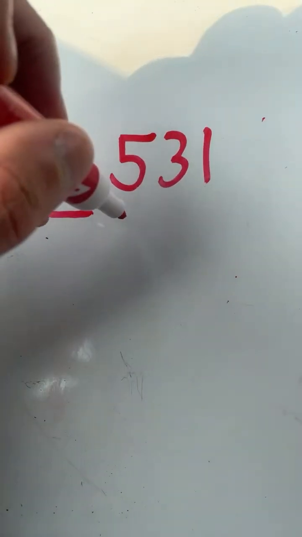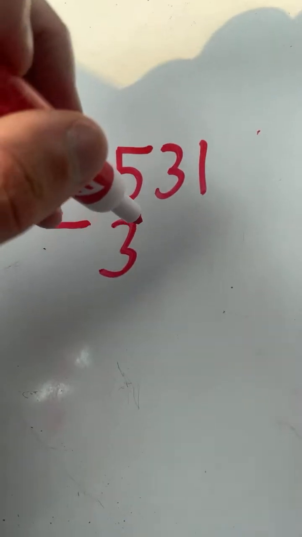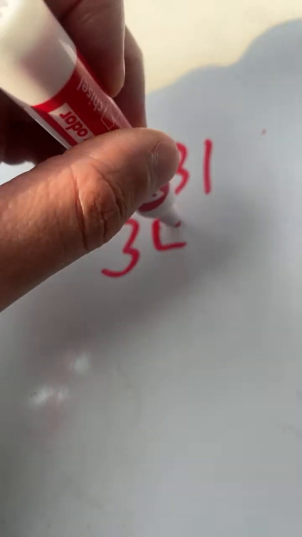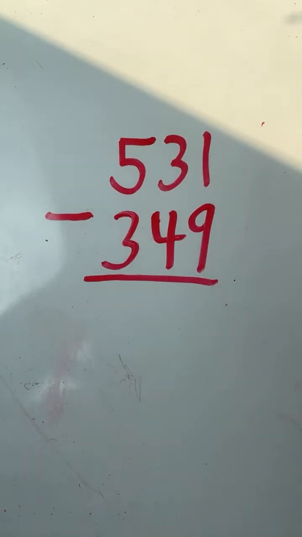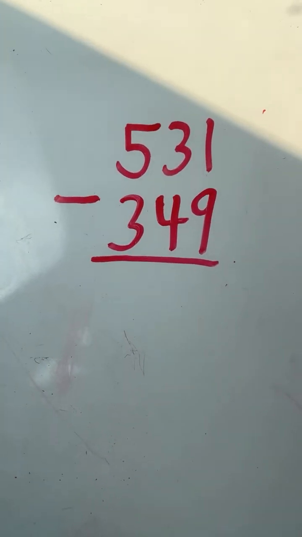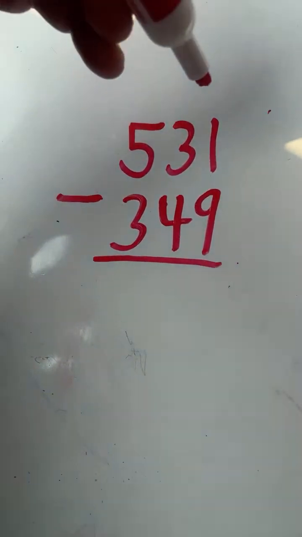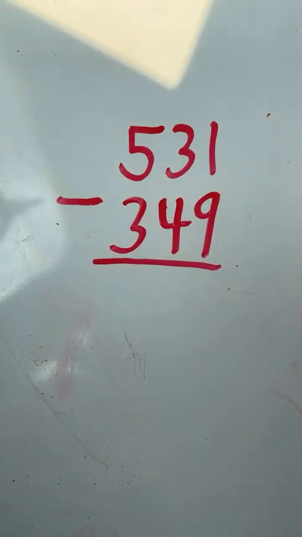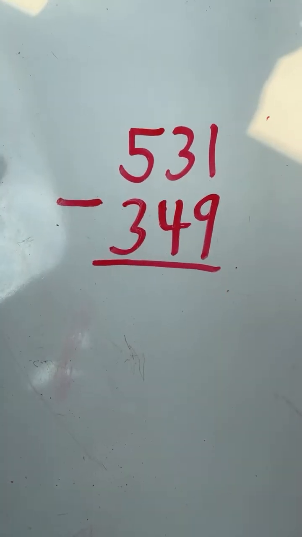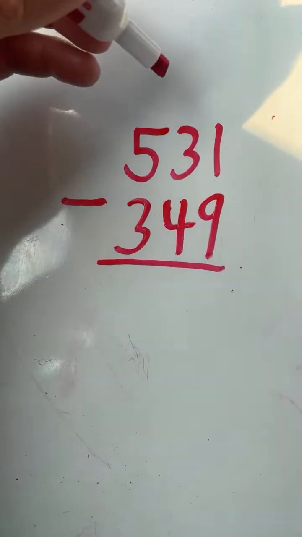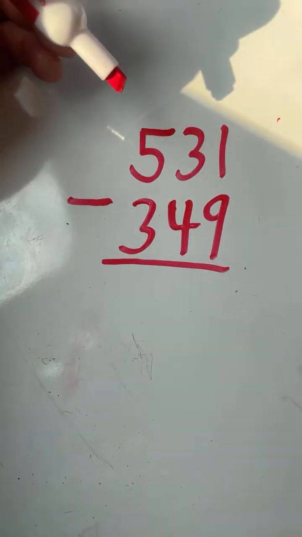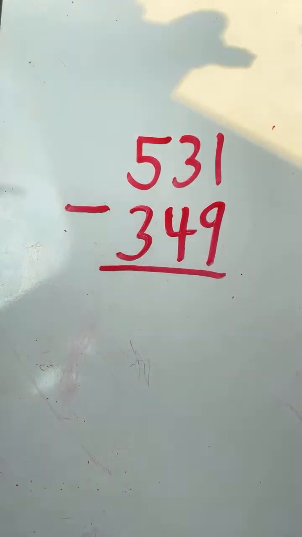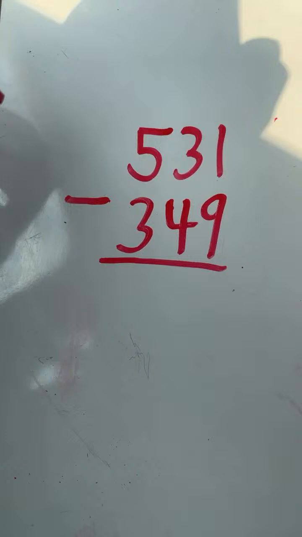531 minus 349. So we start in the ones place. Before we start in the ones place, we see if regrouping is needed. You can't start with 3 and take away 4, so we will need to regroup in the tens place. Can't start with 1 and take away 9, so we're going to need to regroup in the ones place.